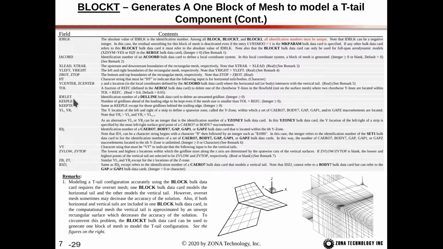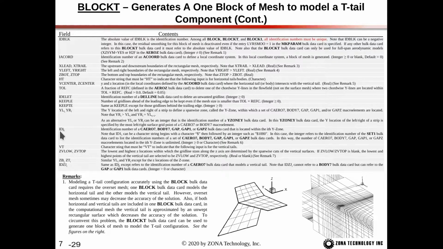Next, IDELET refers to the delete line card to delete unwanted grid lines. Usually you'll not want to use that option. Next, we have keep LE and keep TE. This is the number of grid lines ahead of the leading edge to keep even if the mesh size is smaller than the tolerance times the ref C. And then keep TE is the same but for the trailing edge. And then we have the YL and YR. These are the Y locations of the left and right hand side of the Y zones. This can either be the physical Y locations or it can refer to the Y zone Y cards.